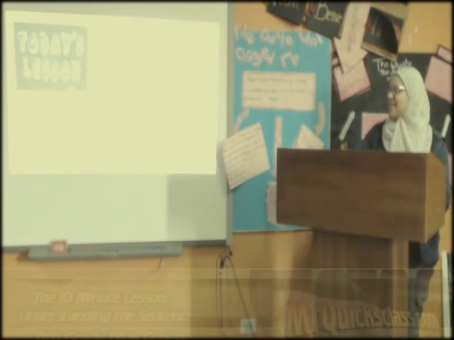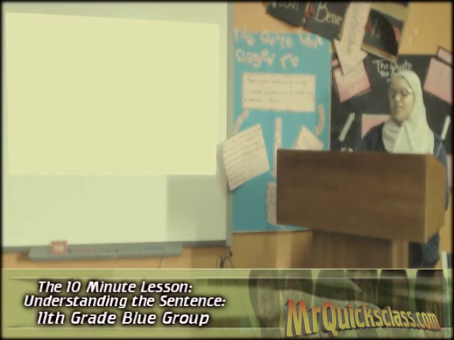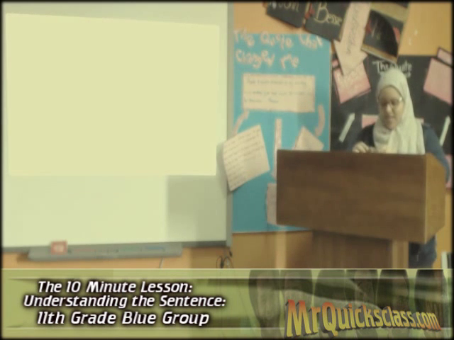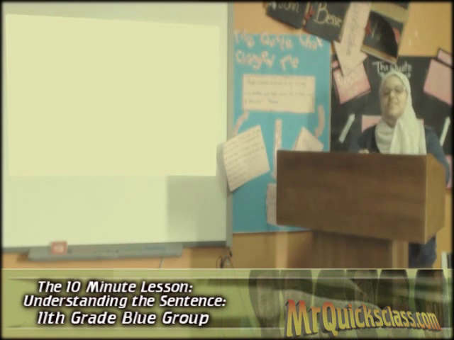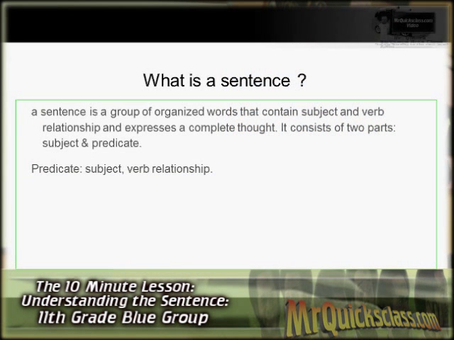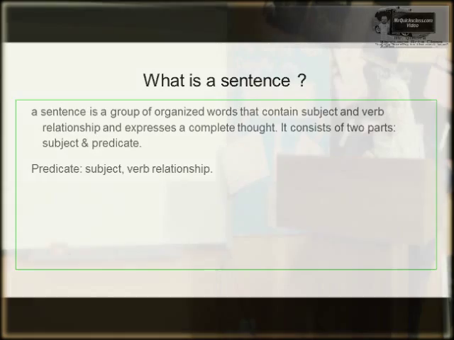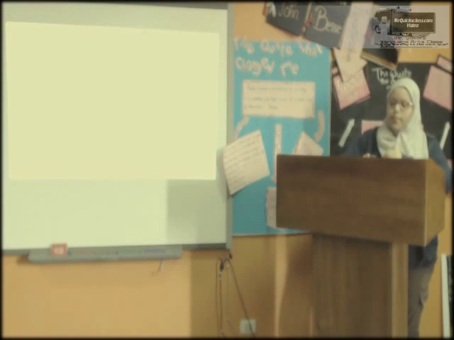Going to talk about today's lesson, the 10-minute grammar lesson. We're going first to talk about what a sentence is. A sentence is a group of organized words that has a subject-verb relationship and can express a complete thought. It has two kinds: subject and predicate. Some of you don't know the meaning of predicate. Predicate is the verb and what comes after the verb.